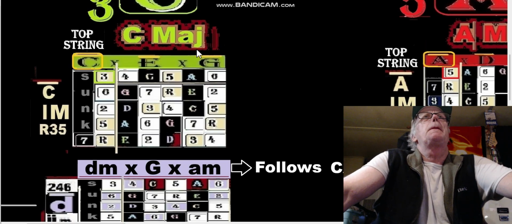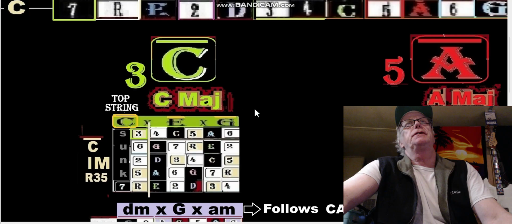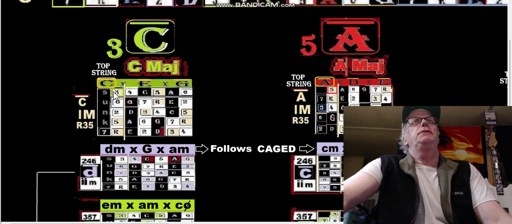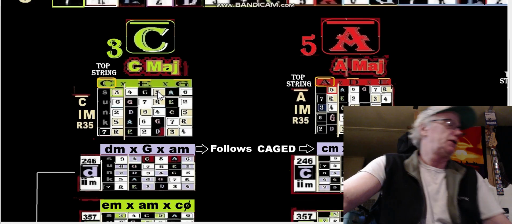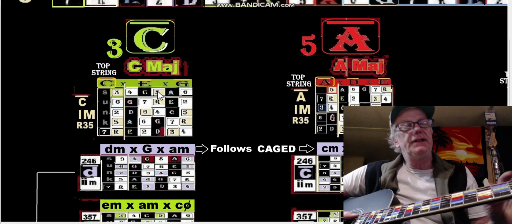So let's look. Again, this is the important part of this lesson, that we're going to call this the C box, top string pentatonic. So here's a 5 string. Root is down here now.